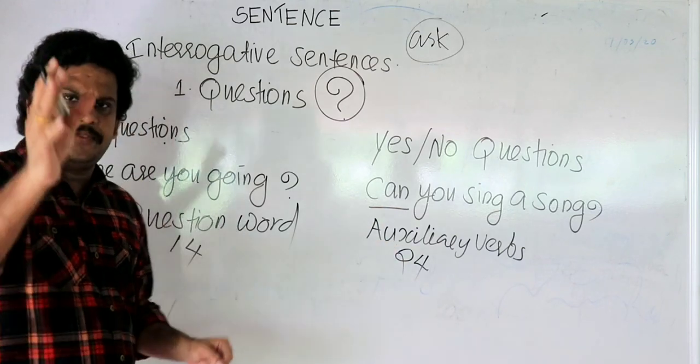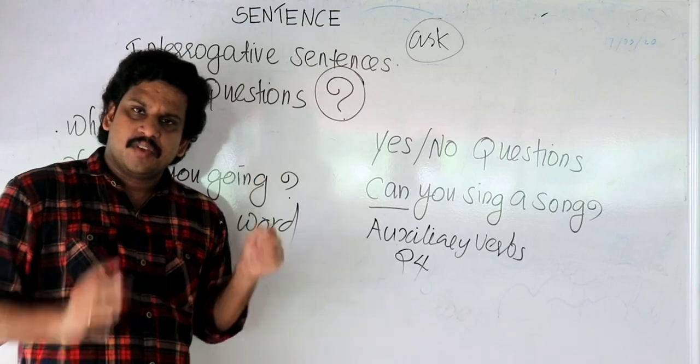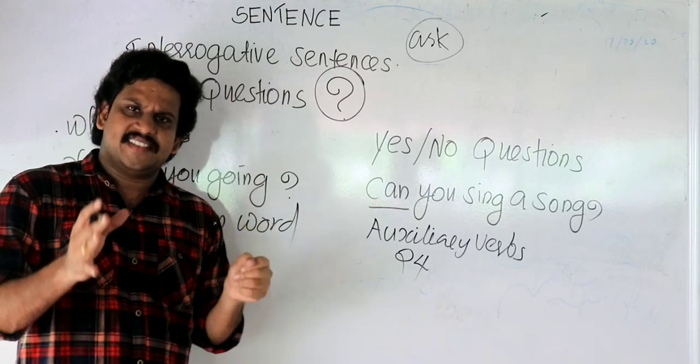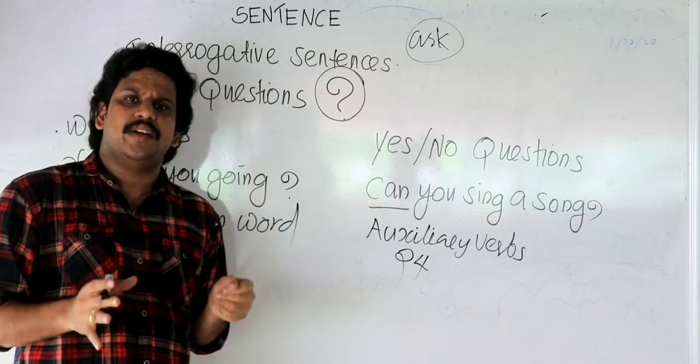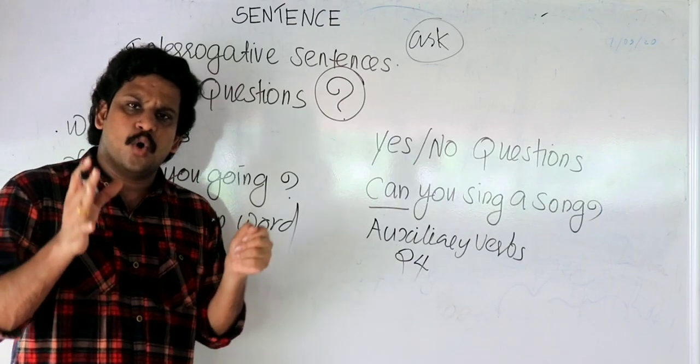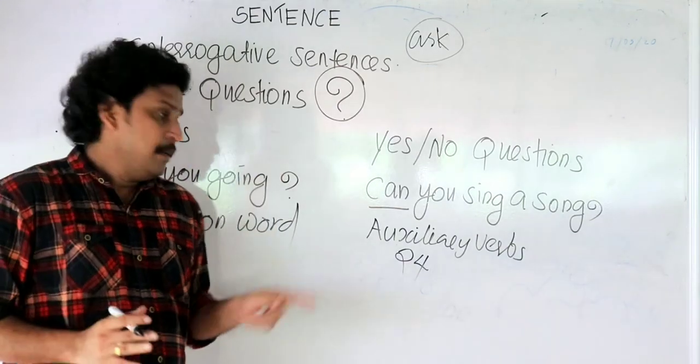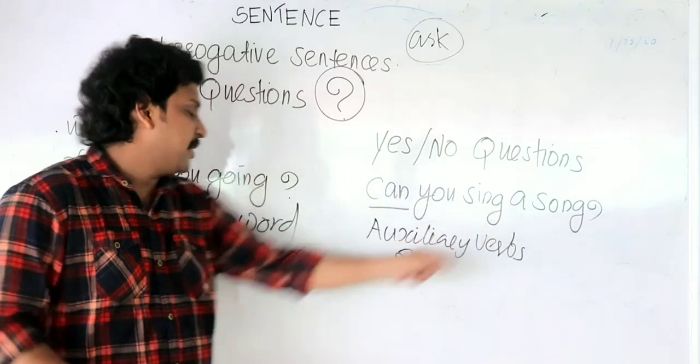Then auxiliary words, 24 auxiliary words: is, are, was, were, do, does, did, has, have, had, can, could, will, would, shall, should, may, might, must, ought, dare, need, used to. A yes or no question begins with an auxiliary verb and ends with a question mark.